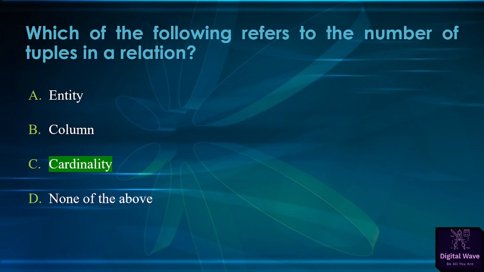To understand this in detail, we can consider one example. Suppose we have a relation that contains 30 tuples, means rows, and 4 columns. So the cardinality of our relation will be 30.